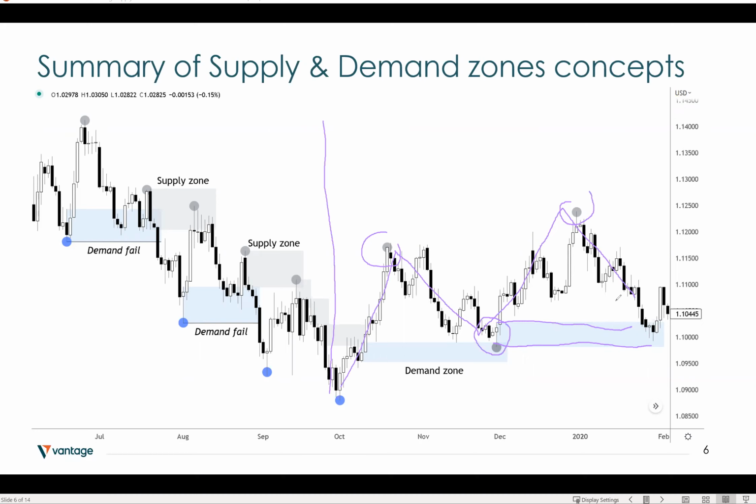So understand that whenever demand fails, it creates a supply region, and when supply fails, it creates a demand region. As to whether it's a definite buy or sell, we wouldn't know. So we want to zoom into the smaller time frame and try to find as much confirmation as possible on the smaller time frame so that there's a higher probability of the trade.